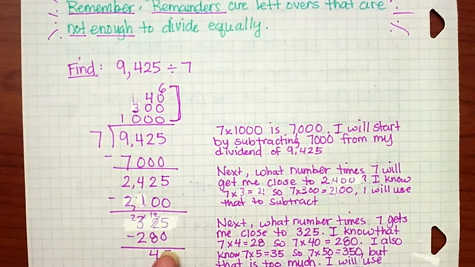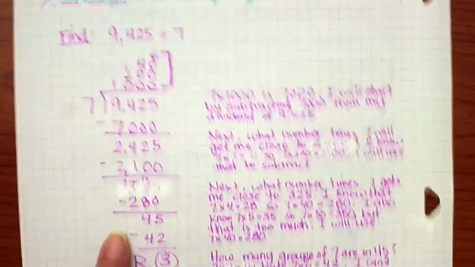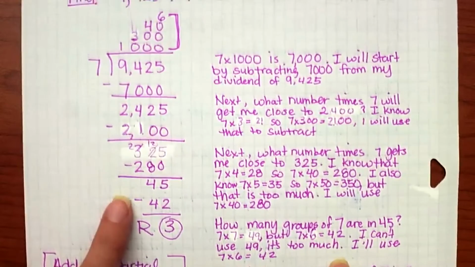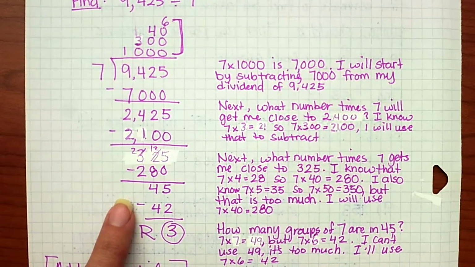I subtracted 280 from 325 and I had a remainder so far. After I subtracted, I got to 45. Now I have to think, how many groups of 7 are in 45? Well, I know that 7 times 7 is 49. That's too high. I can't use that one. So let me go back one. Let's do 7 times 6 instead of 7 times 7. 7 times 6 is 42. So I'll use 7 times 6.